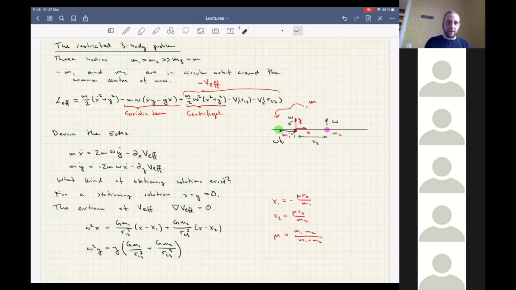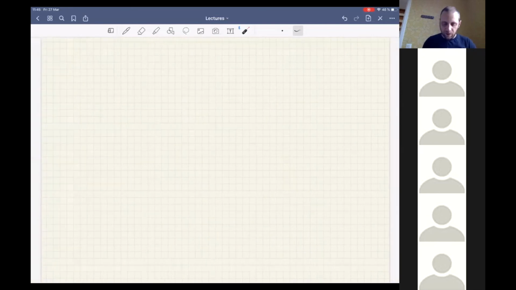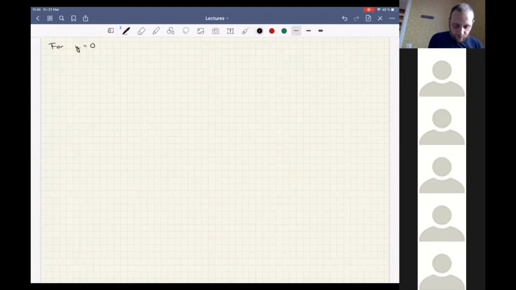So we're going to split our solutions into two cases. One where y is equal to 0, and the other kind of solution is of course when y is non-zero, and then omega squared must be equal to the coefficient in front, or after. So for y equal to 0, then our solution is on the x-axis, and we can look at that equation again.